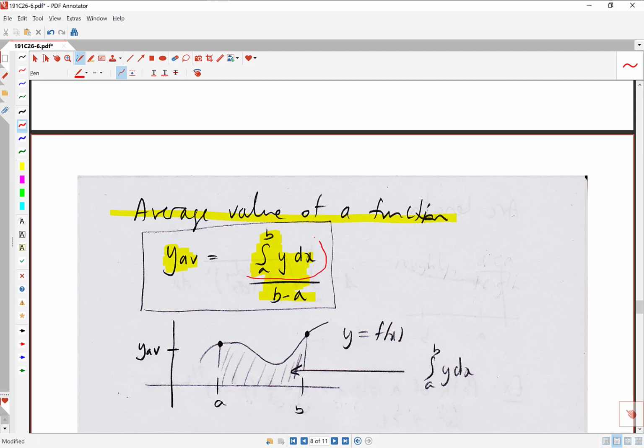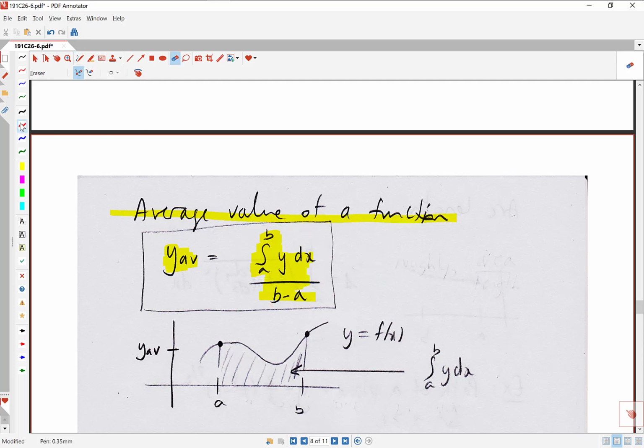If we look at the numerator here, we're integrating a function y with respect to x. If x and y were measured in meters, this would give us meters squared, and then we divide by a certain number of meters. So sure enough, our units would be meters. And that makes sense that that would be speaking to the average y value.